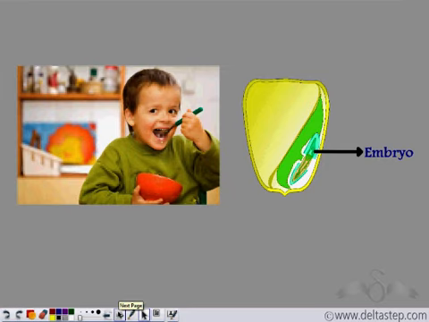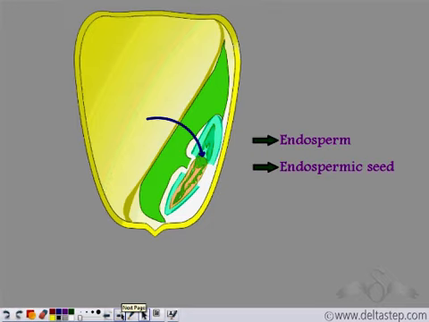The second priority for survival is food. Whenever we feel hungry, we go to our mother or we find food at home. Similarly, the embryo gets food and nourishment from the seed itself. There is a part inside the seed which is known as the endosperm, which stores food and provides this growing embryo with all the nourishment it requires for germination.